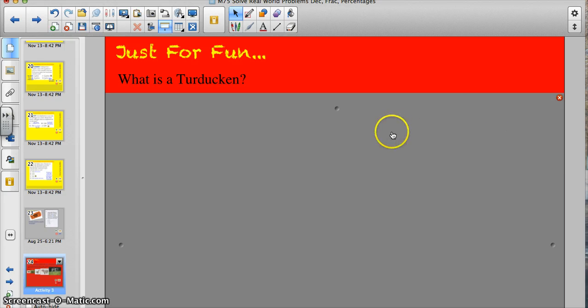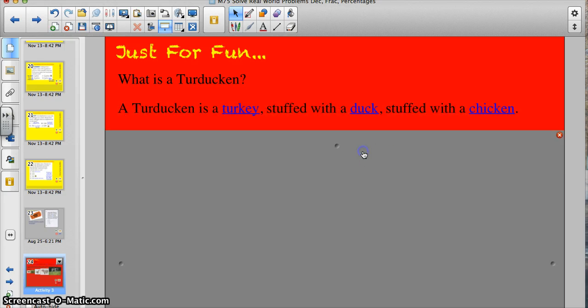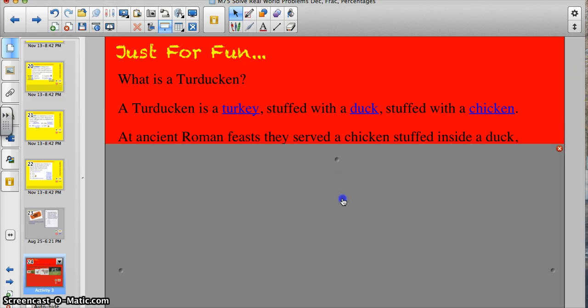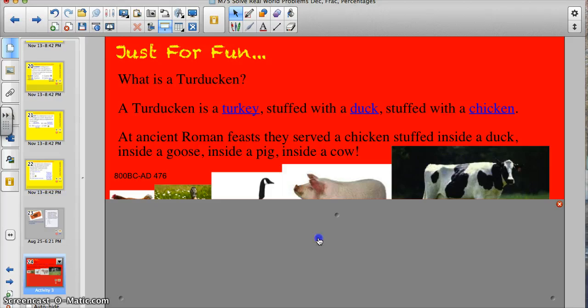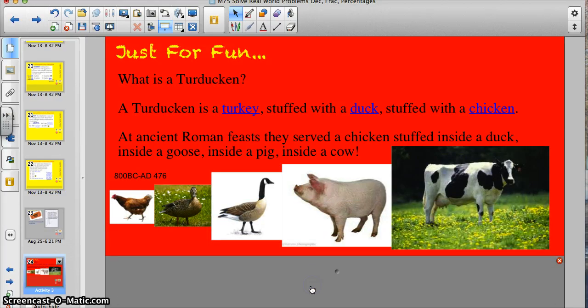What is a turducken? Well, many of you know. It's a turkey stuffed with a duck, stuffed with a chicken. But I bet you didn't know this. In ancient Roman feasts, they would serve a chicken stuffed inside a duck, inside a goose, inside a pig, inside a cow. What? I'm not sure what you call it, but that was done about 800 BC through 476 AD.